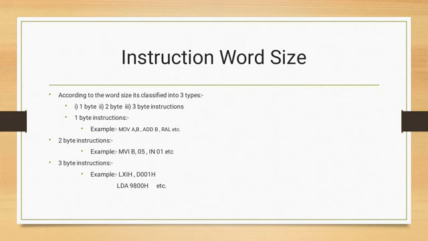So for 1 byte instructions, I have given examples: MOV A comma B, ADD B and RAL, which basically come under the 1 byte instructions. So what does it mean? MOV A comma B means move the content of register B to register A, representing the accumulator, which is itself an 8-bit register, and B is also an 8-bit register. The opcode is 78 hex for this particular instruction.